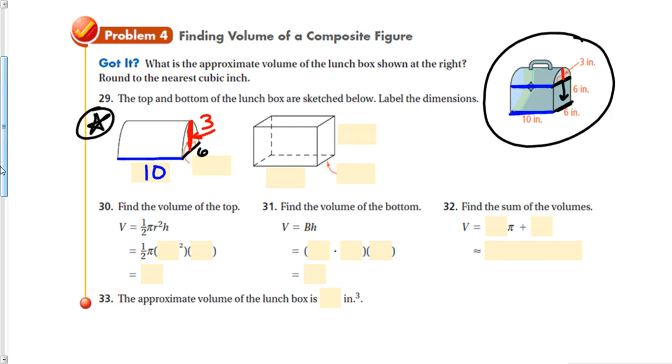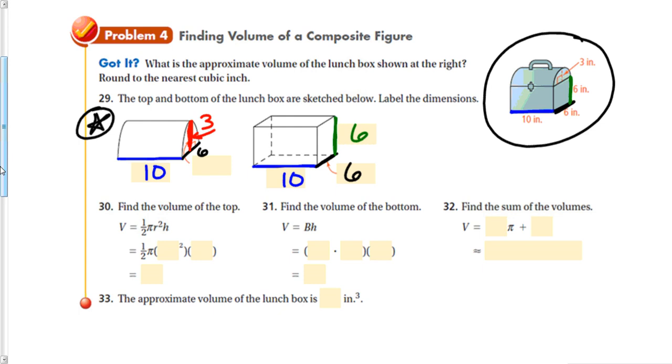Moving on to the prism shape of the lunchbox, I'm going to label what I have here. Starting with the bottom front, that is going to be 10. Then I have the bottom side, which is right here, and that's going to be 6. Then the edge at the right side here is 6. So when you're dealing with composite figures, it's really important to draw these out and label what you can. Let's go ahead and look at part 30.